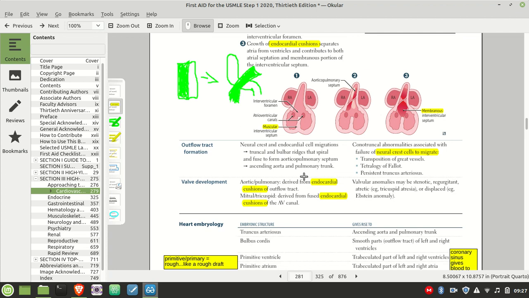Alright, and of course valve development, endocardial cushions: aortic and pulmonary valves, endocardial cushions of the outflow tract. Well, that makes sense, because when you have everything flowing out of the ventricles, it goes through the aorta and the pulmonary trunk. And then for the AV canal, these endocardial cushions turn into the mitral and tricuspid valves. Well, think about what the mitral and tricuspid valves divide. The atria and the ventricles. Boom.